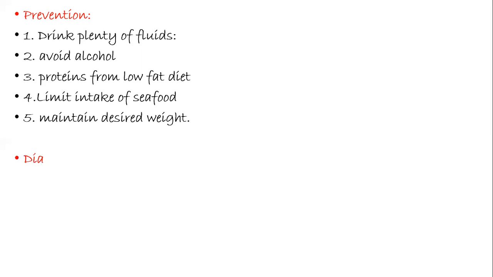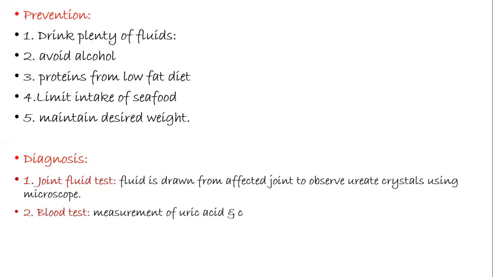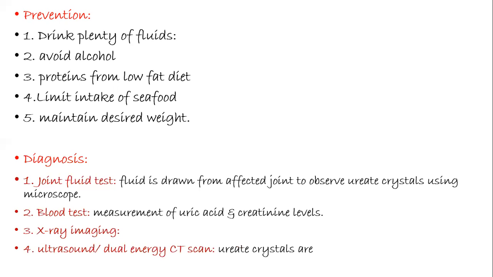Now, what will be the diagnosis? First thing is joint fluid test. Here, some small amount of fluid is taken from the affected joint, and it is observed for presence of urate crystals using microscope. The second is your blood test. Using the blood test, you can measure the concentration of uric acid and creatinine level in your blood. The third is X-ray imaging. You can take an X-ray and look at the deposited crystals in the joints. And lastly, you can go for ultrasound or dual energy CT scan. The urate crystals are detected using this procedure.